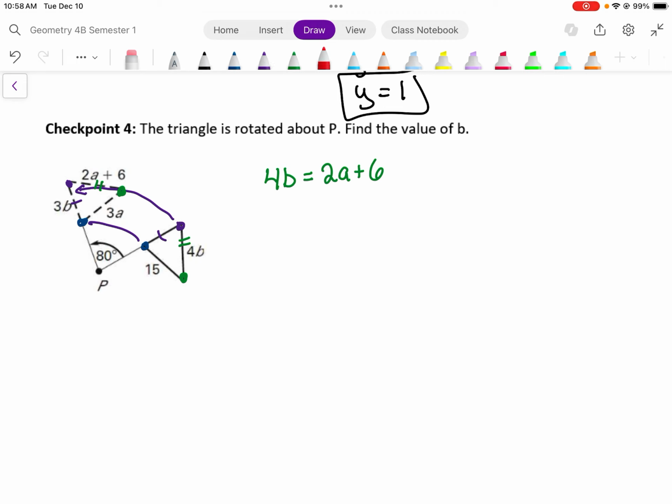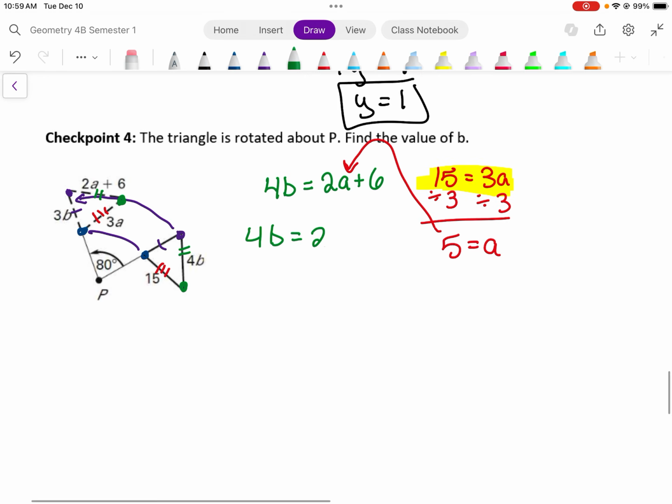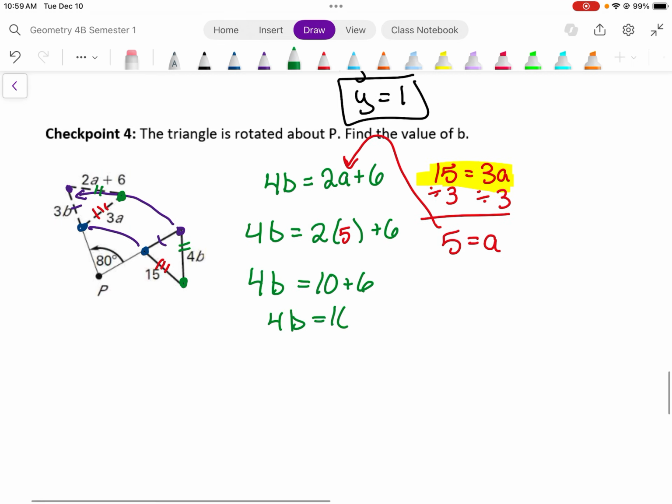And that leaves this bottom piece on both of them to be congruent to each other, where we have 15 equals 3a. And choosing the equation that has one variable, I'm going to solve our second one, divide both sides by 3 to get 5 equals a. Then we can plug it into our first equation. That gives us an answer for our b variable. So 4b equals 10 plus 6, 4b equals 16, which gives us b equals 4.